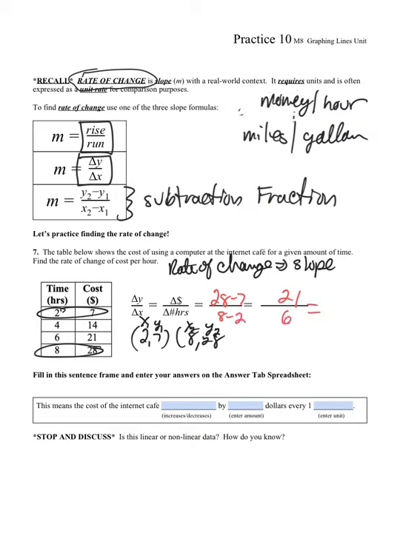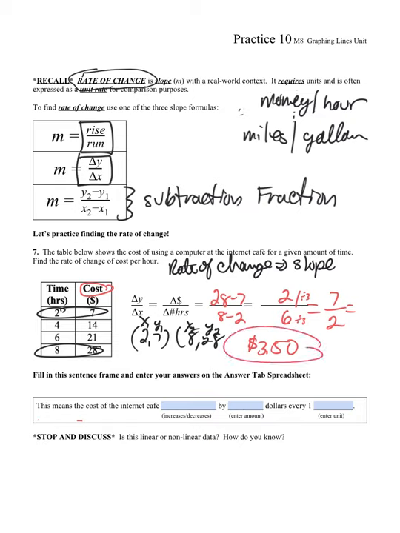Now it has to be a simplified fraction. So divide each by 3. You get 7 halves, which is how we've been telling you to represent slope. But you do have to consider the situation because it's asking about cost. You don't normally say that something costs 7 over 2 or 7 halves. You'll say, when we divide it out, it's $3.50.